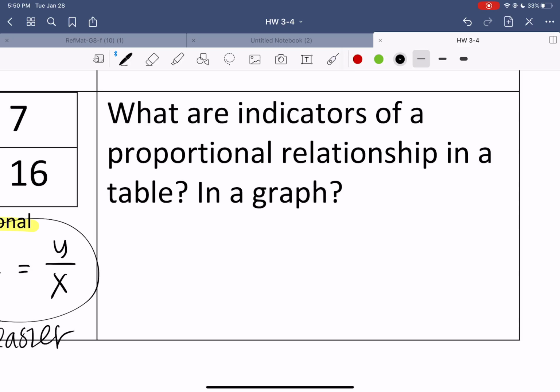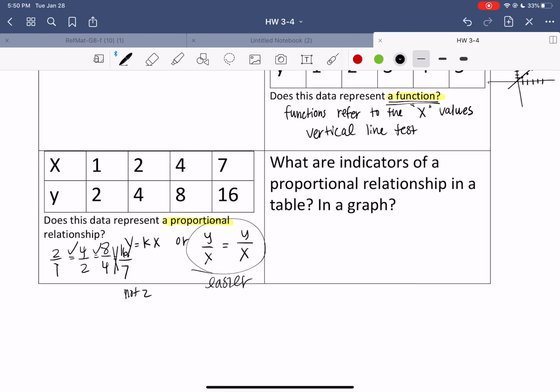What are indicators of a proportional relationship in a table and in a graph? So we just saw in this example, if a table is proportional, that would mean that every y over x would result in the same k, the ratio is always the same. So 2 divided by 1 is 2, 4 divided by 2 is 2, 8 divided by 4 is 2, and then the next one would have to be 16 divided by 8 is 2.